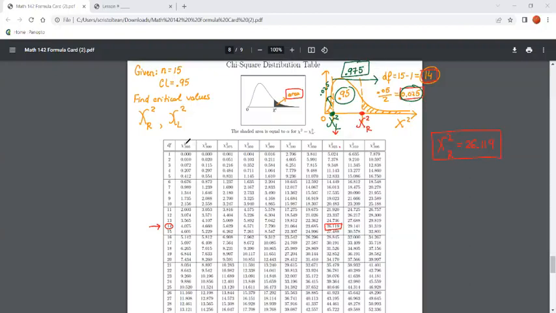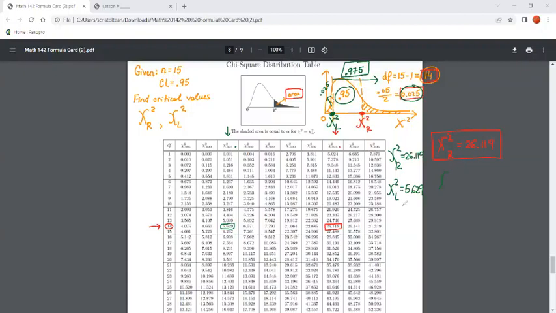So I'm looking now on the header for the chi-square 0.975, which is this one. I am on the same degrees of freedom. So the corresponding value here, chi-squared to the left, is 5.629. I'll write it right here, chi-squared to the left, 5.629, and chi-squared to the right is 26.119. So these are the two answers.